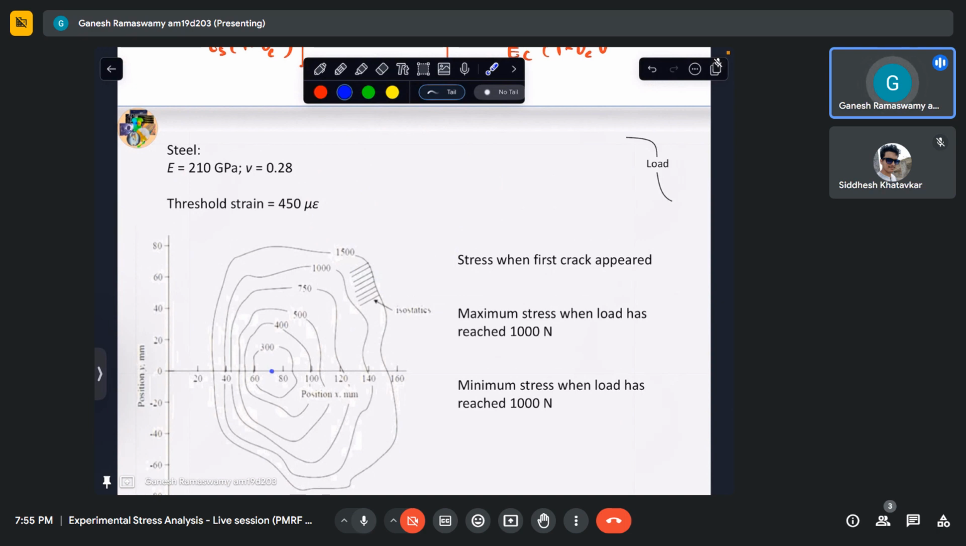Once we start loading, cracks develop. So cracks would have developed like that. What the experimentalist did is he mapped all the tips of the crack when the load was 300 Newton. Then they started increasing the load again. They went till 400. The cracks which were here, now they progressed to this point. So he again mapped all the crack tips, connected all the crack tips. This is known as isostatics.